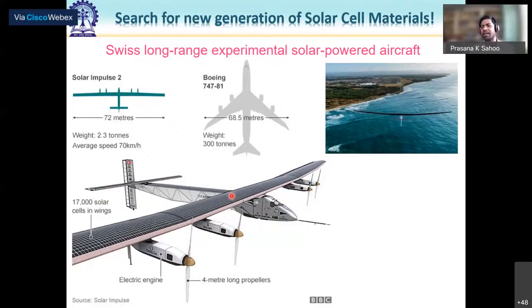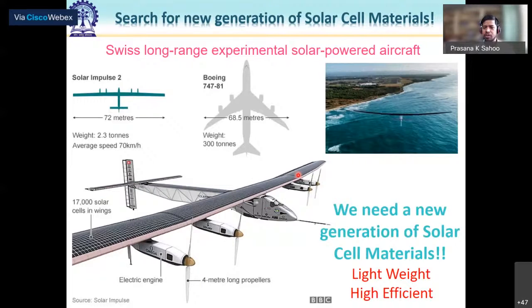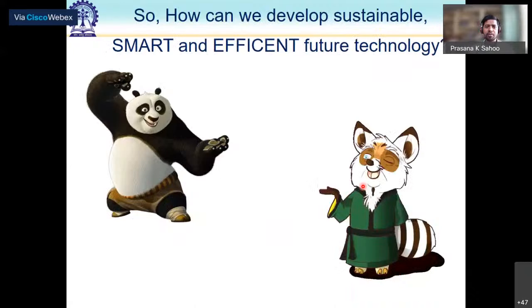What will be more challenging is if we can develop a lightweight material, because presently the conventional solar cell itself adds more weight to the system. If you develop or discover a new kind of ultra thin material that can do the same job or even a better job compared to your conventional semiconductor, that can be useful for developing such low cost and also highly efficient solar power aircraft. So what we need is a new generation of solar cell materials that should be lightweight and highly efficient.